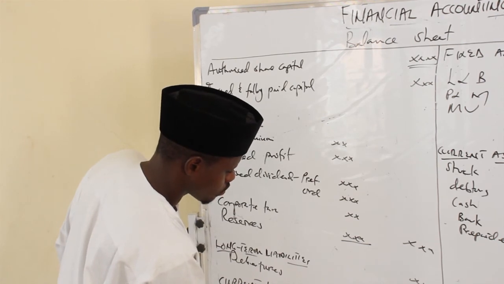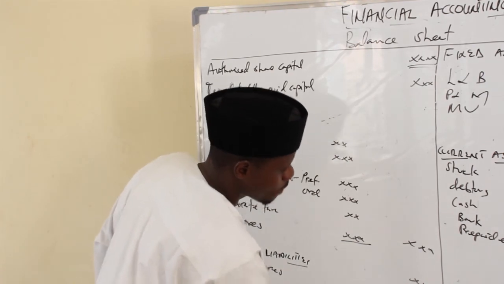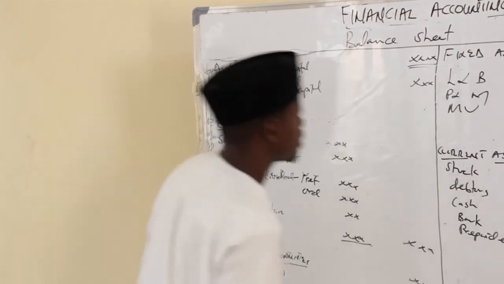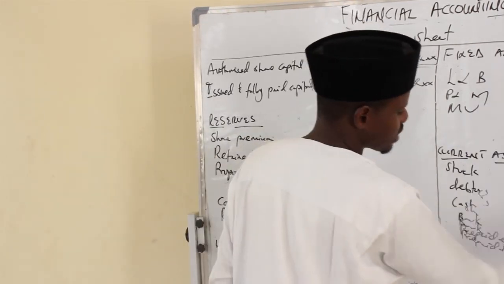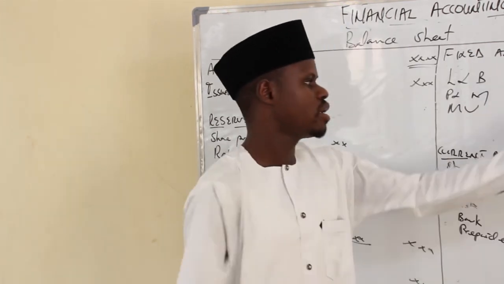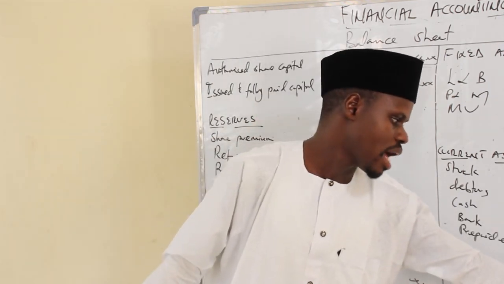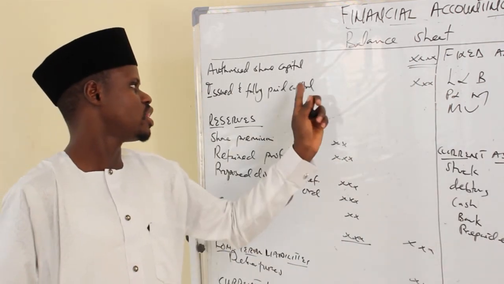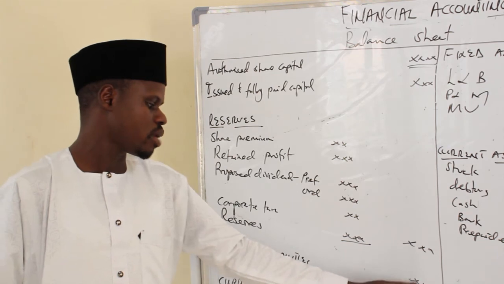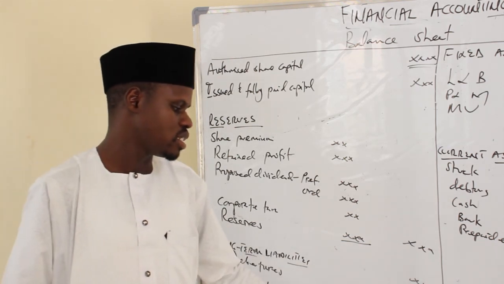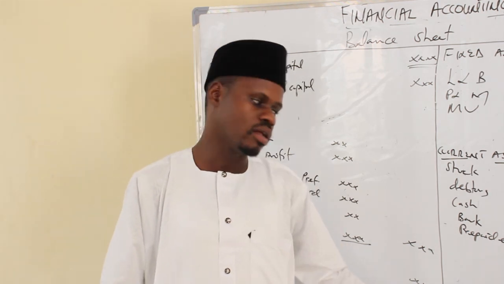By the time you add all these items, this side must be equal to this side. The capital and liability side should be equal to the asset side. Meaning by the time you add the net book value of your fixed assets plus your total current assets, the amount should be the same as the issued and fully paid capital plus your total reserves, plus your total long-term liabilities, plus your total current liabilities. Both sides should be equal. If they are not equal, it means you have made a mistake somewhere.